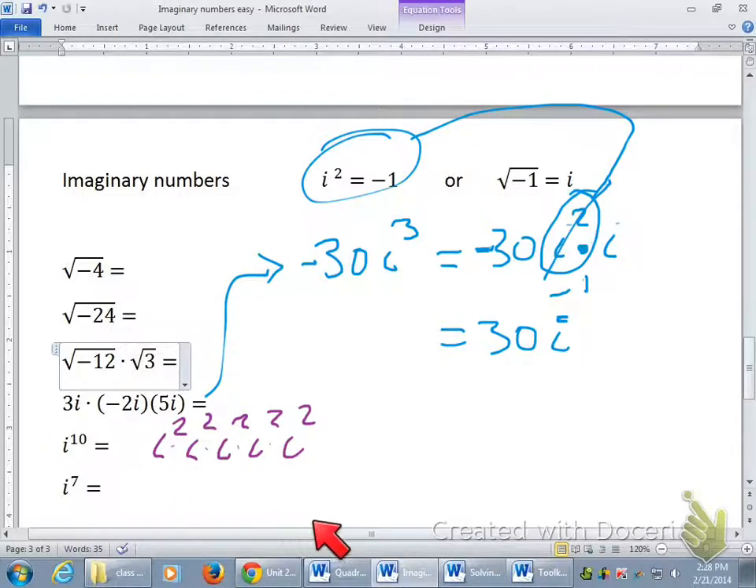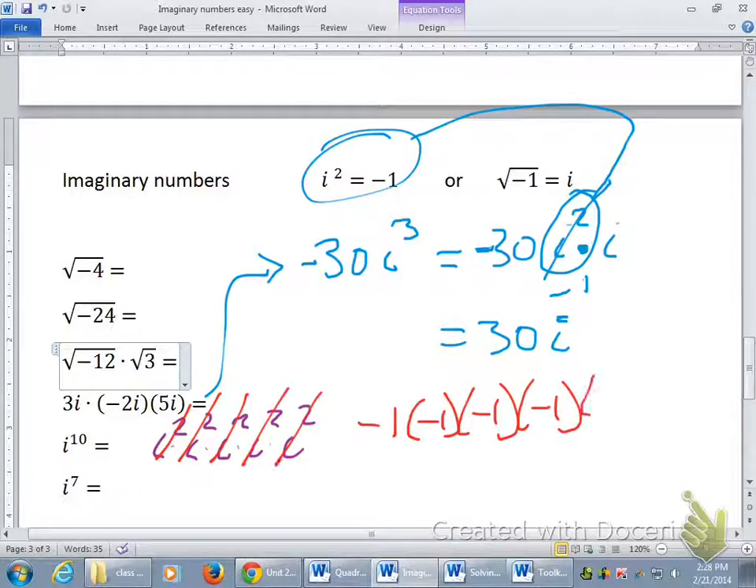Why are those nice? Because each and every one of those i to the seconds is really negative 1. So I'm going to go through and make that a negative 1. And make that, this is all multiplication, a negative 1. And make that a negative 1. And make that a negative 1. And make that a negative 1. And what's my answer? I got negative 1 times negative 1 times negative 1 times negative 1 times negative 1. My answer is negative 1. Look what happened. I could take an imaginary number and end up with a real answer.